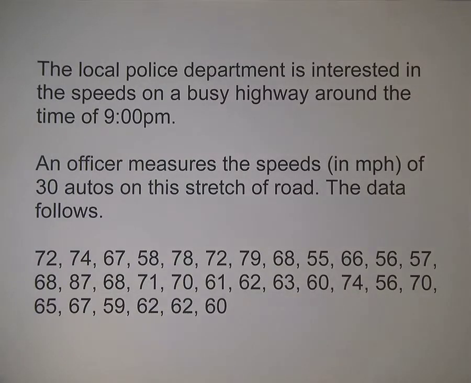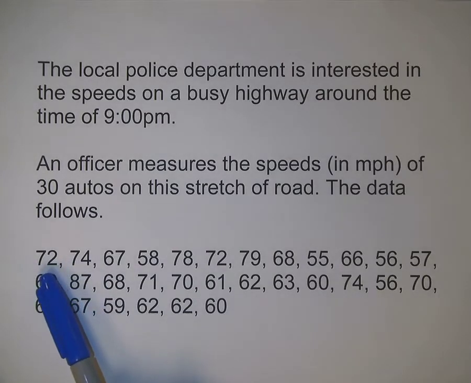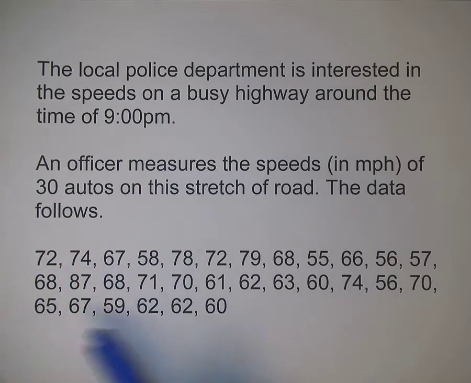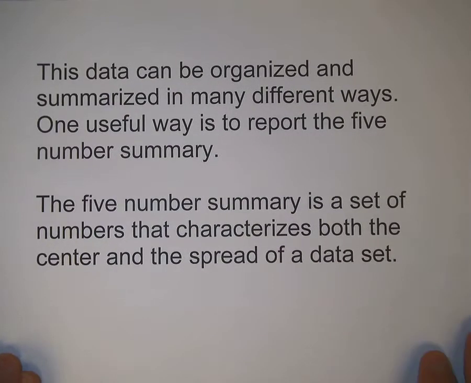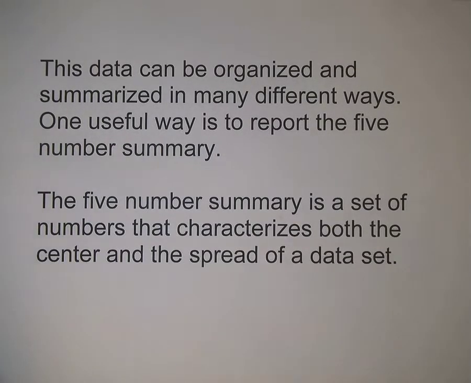The data follows. Okay, so that would mean the 72 means that the officer measured somebody going 72 miles per hour, 74 miles per hour, and there are 30 total values there. Okay, so we'll come back to that data in a minute. This data can be organized and summarized in many different ways. One useful way is to report the 5-number summary.